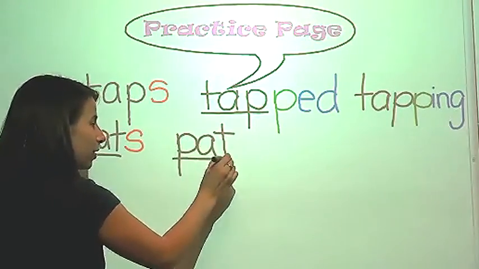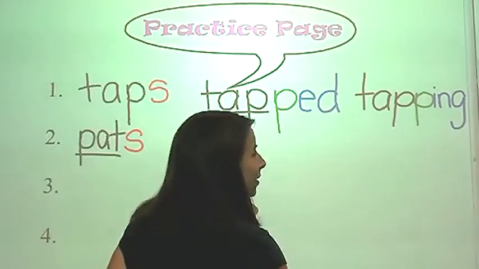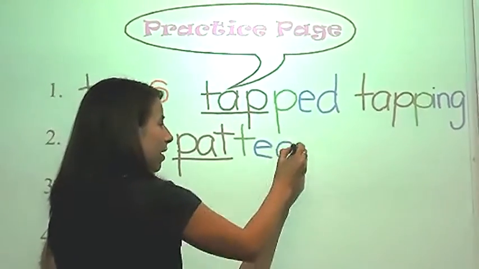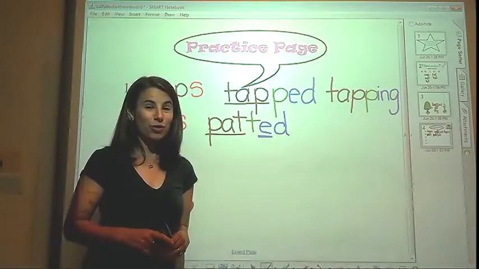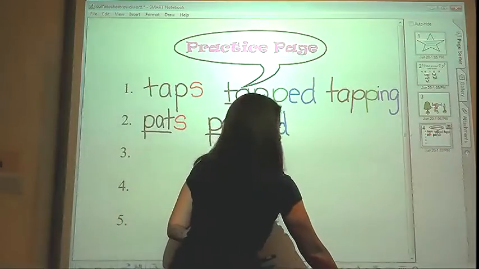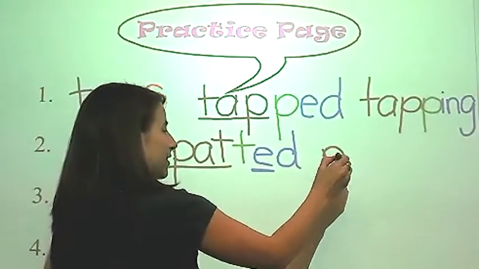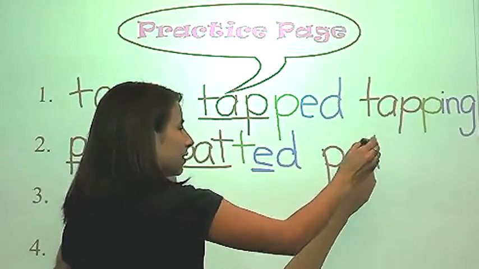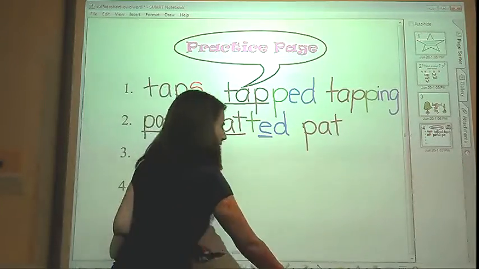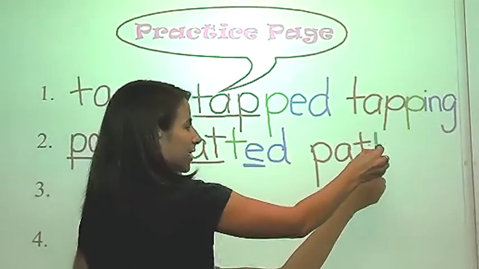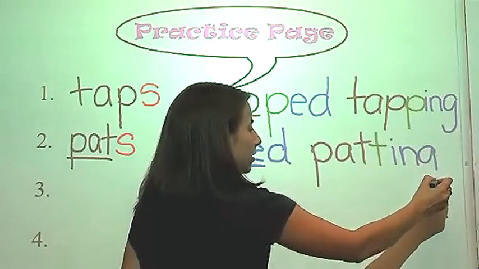Now we're going to make it say patted. P-A-T. There's my root word. And then I'm going to double my T and add my E-D. Remember, I double it because my suffix starts with a vowel. Now let's make it say patting. P-A-T. There's my root word. Then what do I have to do? You're right, I have to double my final consonant. Make it a T and add my I-N-G suffix.